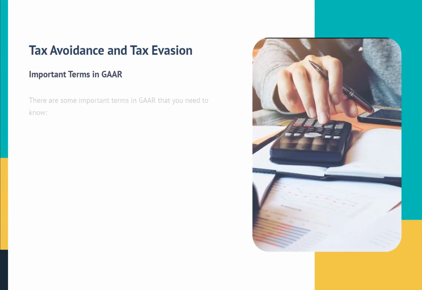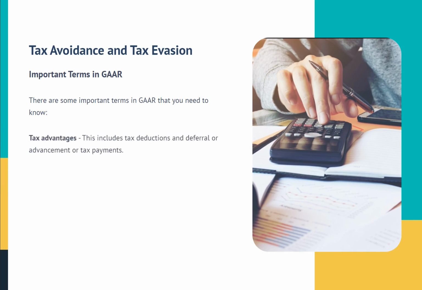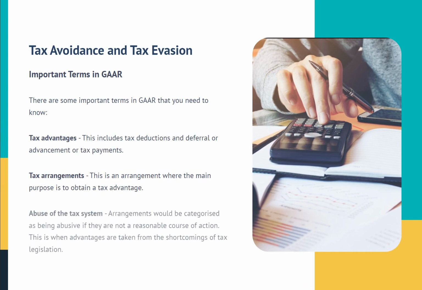Important terms in GAAR. There are some important terms in GAAR that you need to know. Tax advantages. This includes tax deductions and deferral or advancement of tax payments. Tax arrangements. This is an arrangement where the main purpose is to obtain a tax advantage. Abuse of the tax system. Arrangements would be categorized as being abusive if they are not a reasonable course of action. This is when advantages are taken from the shortcomings of tax legislation.